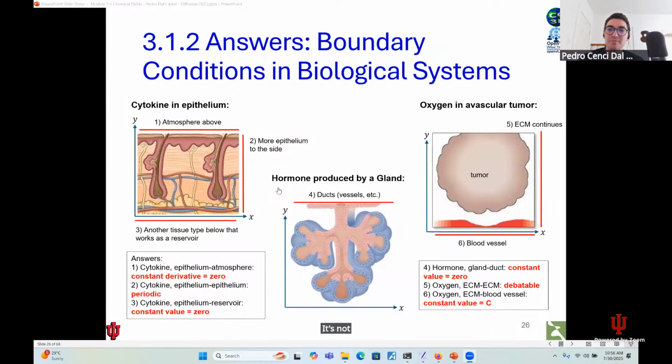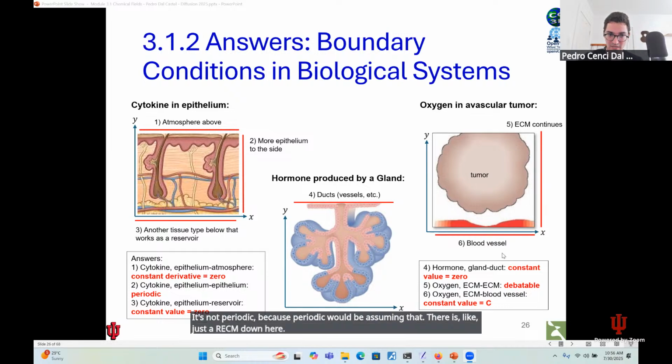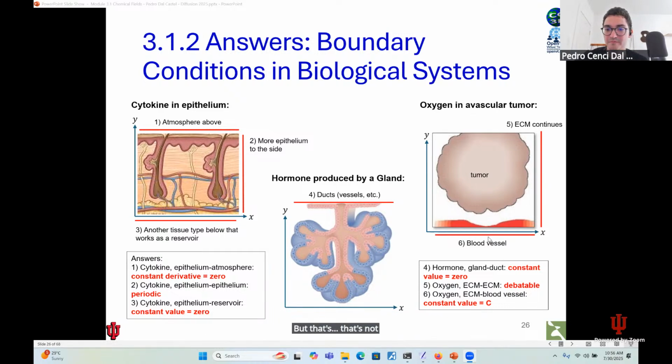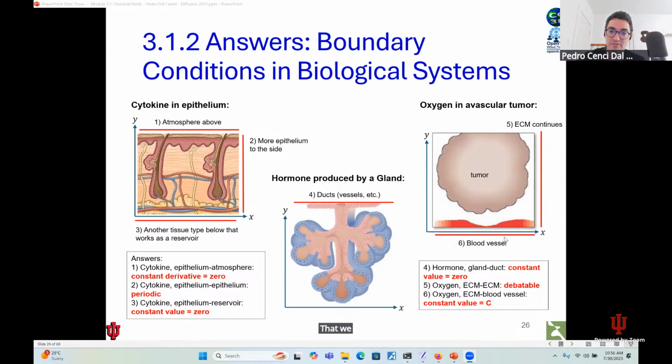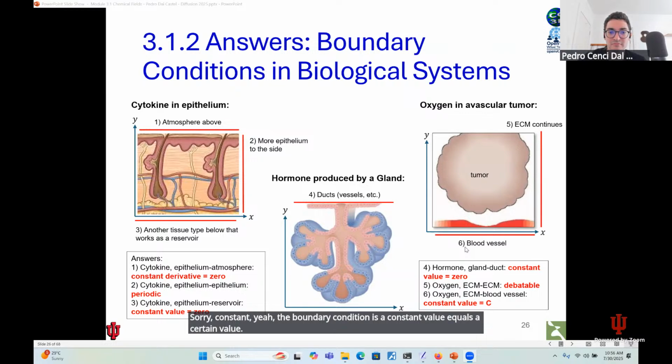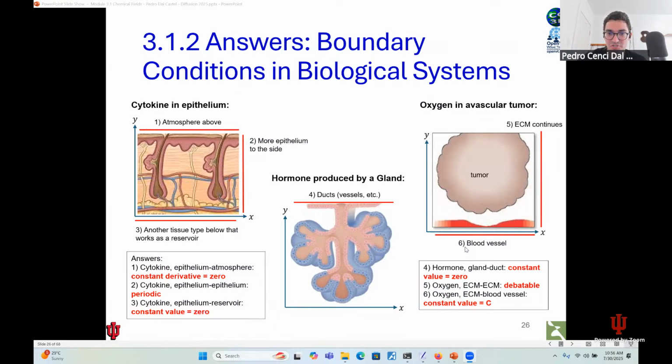It's not periodic because periodic would be assuming that there is just more ECM down here. But that's not true. There is a blood vessel. So the right thing to do here is let's assume the blood vessel replenishes the oxygen concentration fast enough that we can say the boundary condition is a constant value equals a certain value, which is the concentration of oxygen in blood.